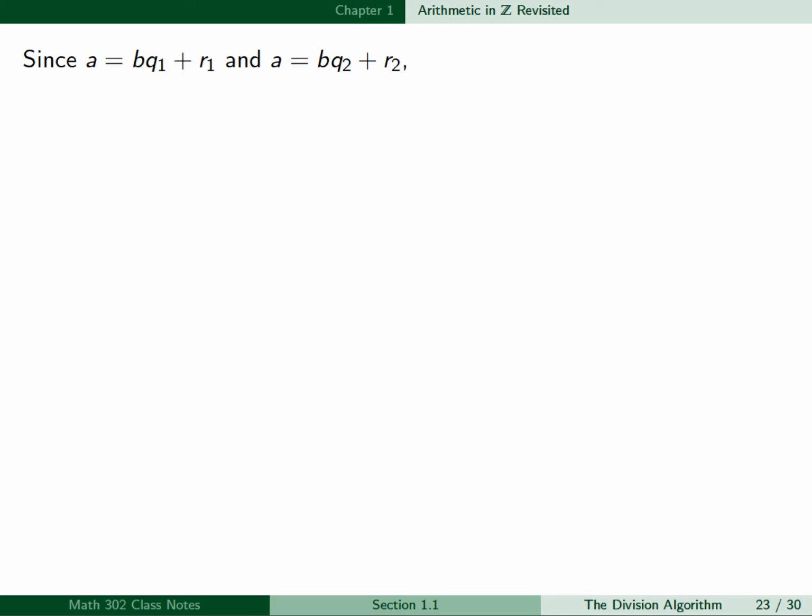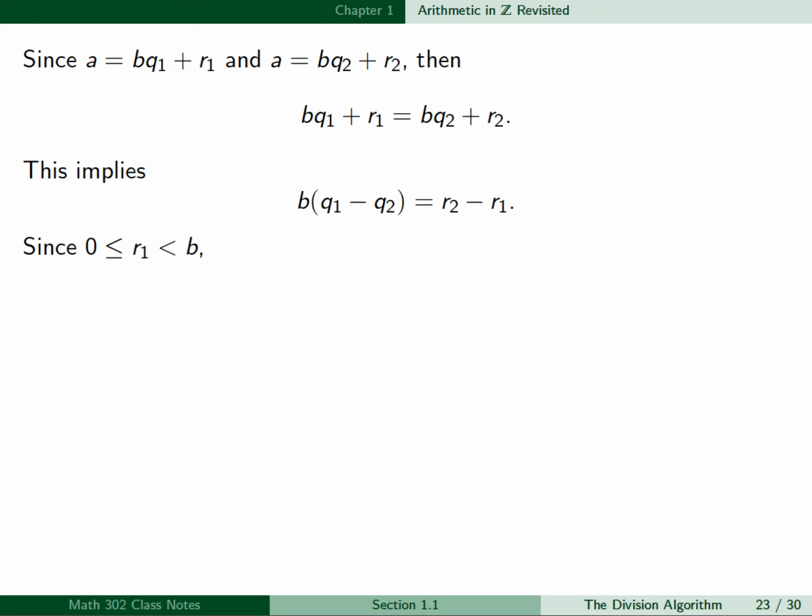Now, since a is equal to bq1 plus r1 and a is equal to bq2 plus r2, then these are equal to one another, so bq1 plus r1 is equal to bq2 plus r2. And this can be rewritten as b times the quantity q1 minus q2 is equal to r2 minus r1. Take the r1 to the right side, the bq2 to the left side.